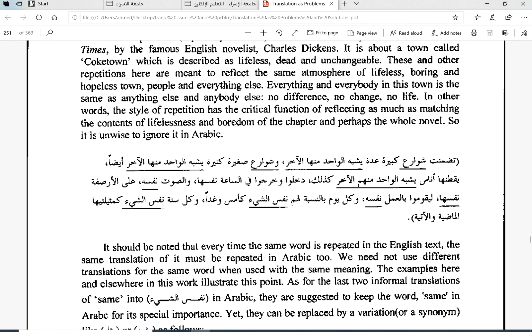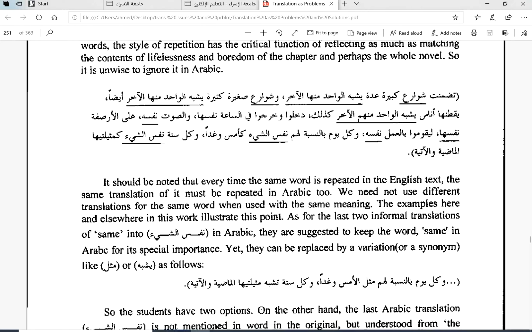Meaning everything is the same. They're doing the same thing every single day, same people, same streets, same town, same activities, same hobbies, same year, same time.